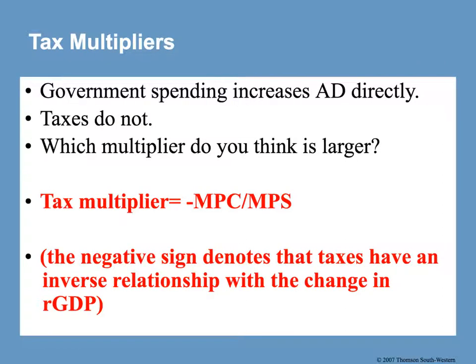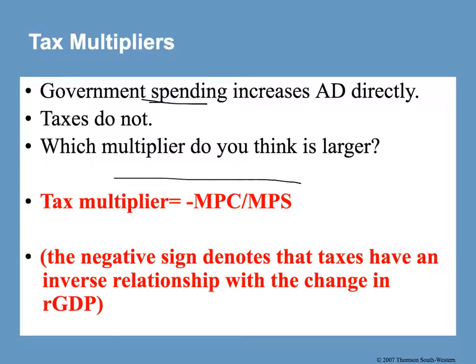There are two other multipliers, the first of which is the tax multiplier. And the idea behind it is that government spending increases aggregate demand directly. Taxes don't. An increase or decrease of taxes doesn't directly impact aggregate demand. So which multiplier do you think would be larger? If you think about what the effect is going to be on AD, government spending is going to be larger. And that's true. So the spending multiplier is larger.